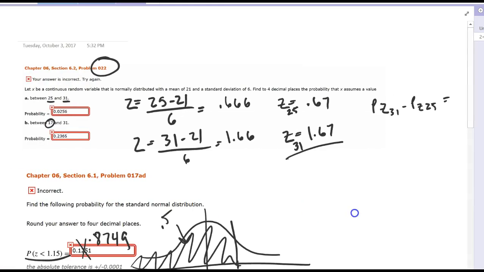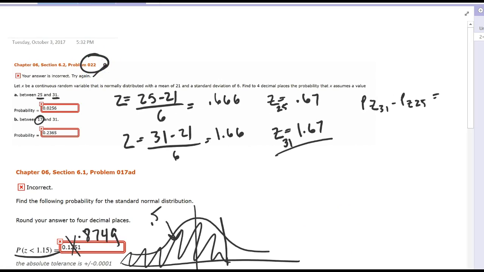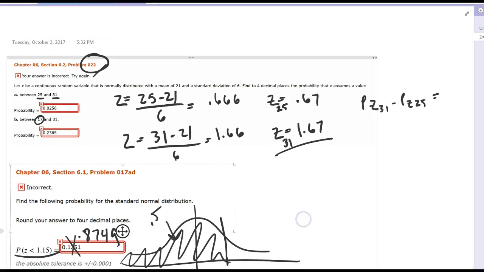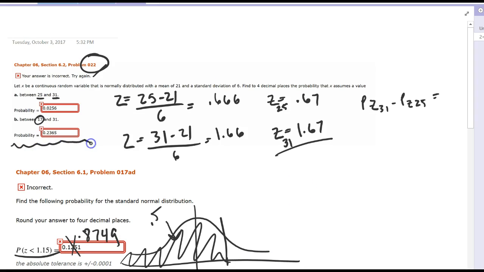Again, I think there's a problem with number 22 in grading it, so I reset it for you, and hopefully they can fix that problem. But if you want to see this one in more detail, I can go over that.